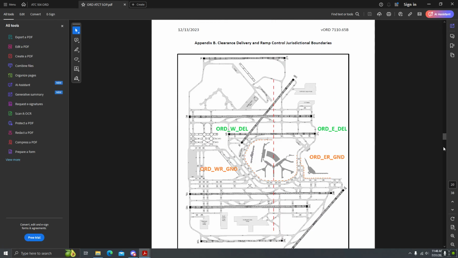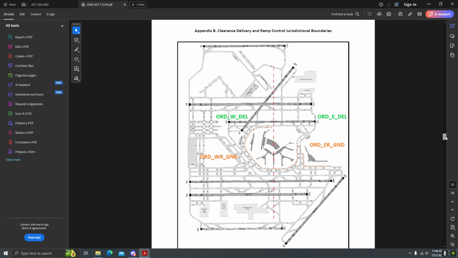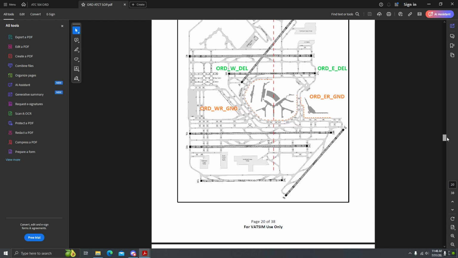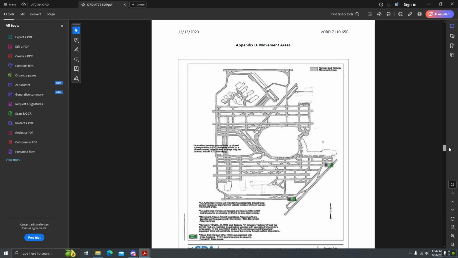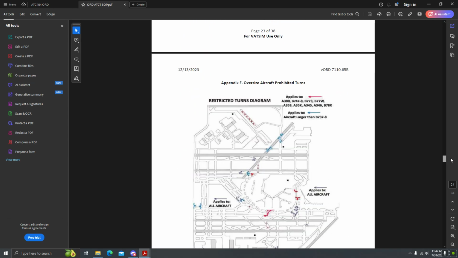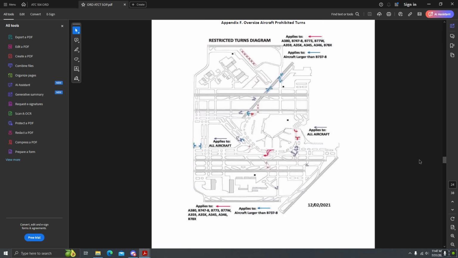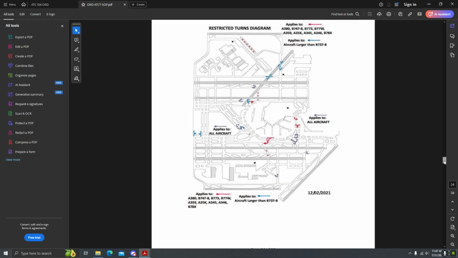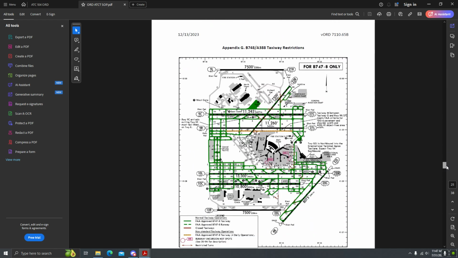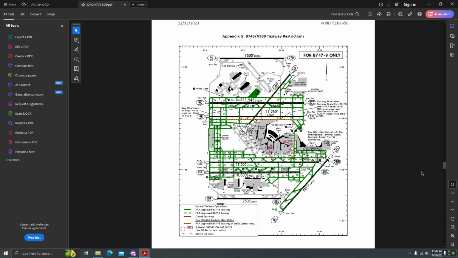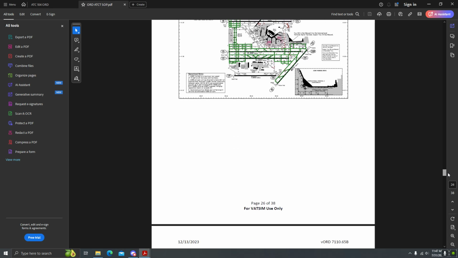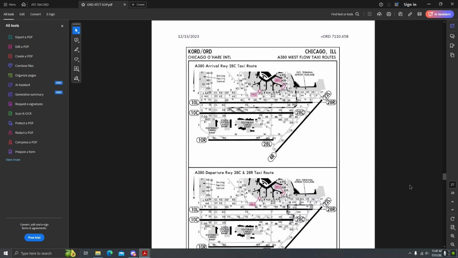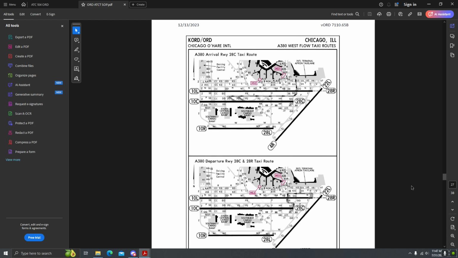So we can run through some of these appendices here in the SOP. We've got our east and west delivery and ground jurisdictions. Our oversized prohibited turns, as we mentioned, the red or the purple or the blue. Feel free to pause the video and take a look at these closer. Our 748 and A380 taxiway restrictions. We also have some standard taxiway routing for west and east flow of A380 aircraft.